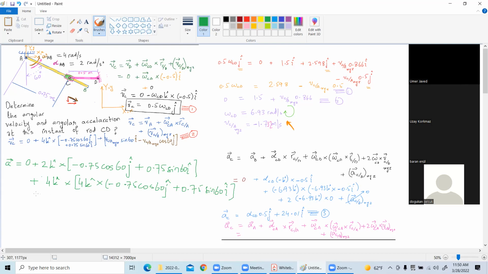Then plus 2 omega CA. What is omega CA? 4K. Very nice answer. Good. Anti-clockwise, that's why positive. Then velocity of C with respect to A small xyz. Tell me the velocity of C with respect to A small xyz. In which direction? Upward, right? In that direction.